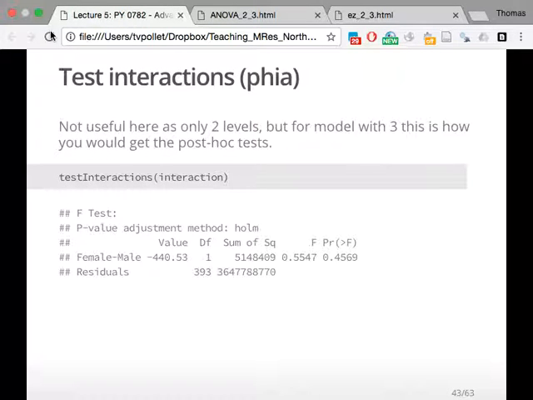And then you can also test interactions if you have, like, let's say 3 levels. It's not very useful here. But you can also test in the post-hoc things whether those post-hocs are significant. And you use the phia package to do that.